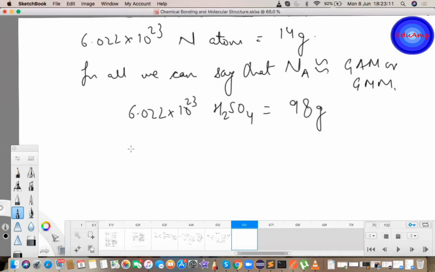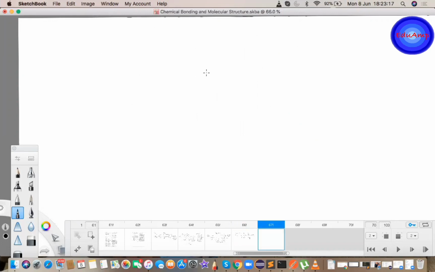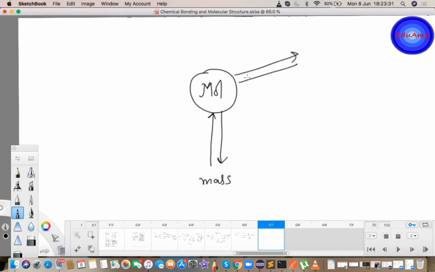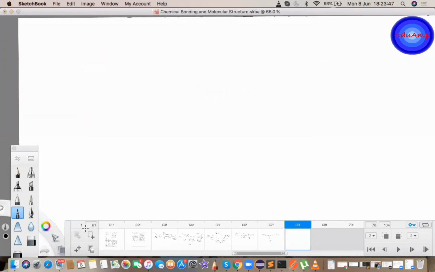Okay, now coming to the next point, there are certain relations. This is a simple chart of mole. There is a mole and mass relation. There is a mole and volume relation. There is a mole and number relation. First, let's discuss the mole and mass relation.